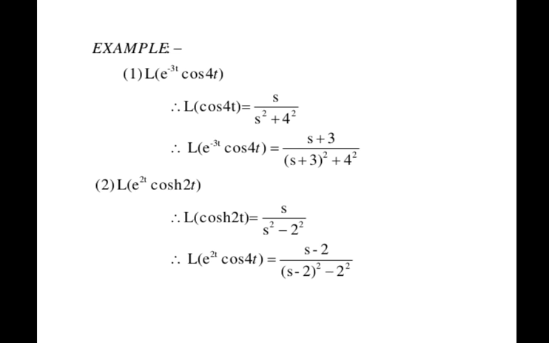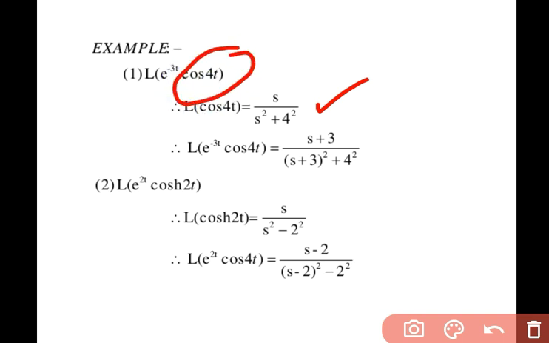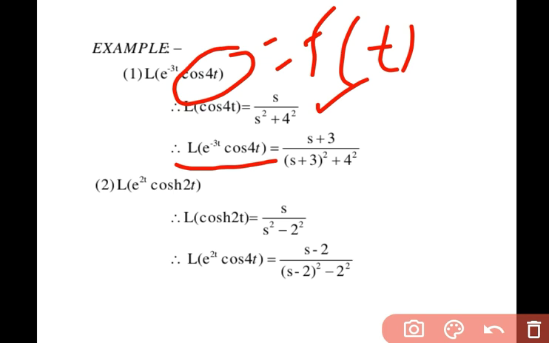For example, Laplace of e to the power minus 3t cos of 4t. So first we find L of f(t), where f(t) is cos 4t. This is equal to this, and then we use the shifting formula. So we can find Laplace of e to the power minus 3t into cos 4t equal s plus 3 upon (s plus 3) whole square plus 4 square.